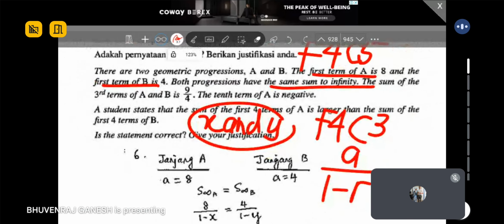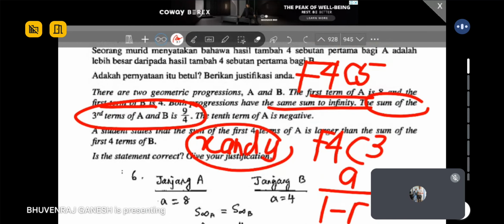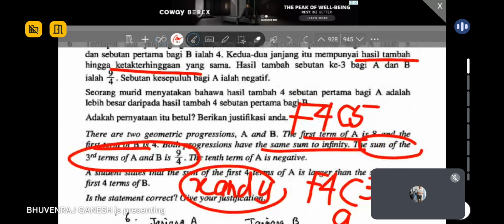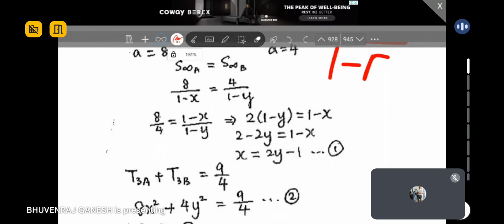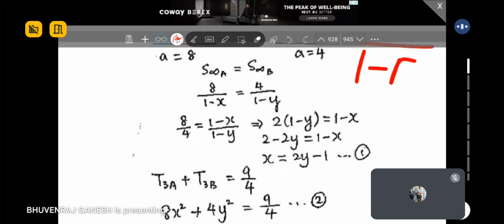So where does the second equation come from? You can see over here. The sum of the third terms of A and B is 9 over 4. Hasil tambah sebutan ketiga A dan B 9/4. So you just use the formula again. Guna balik rumus. So what is the formula for the third term? A plus, this one is geometric, right?